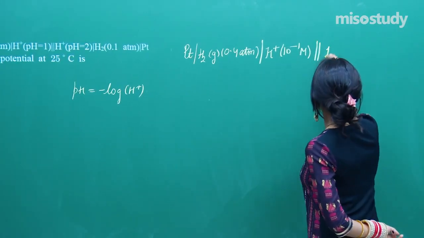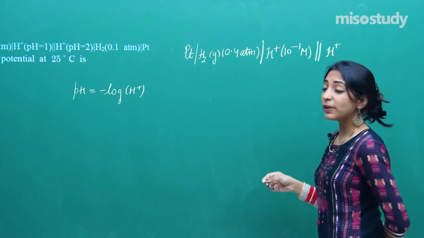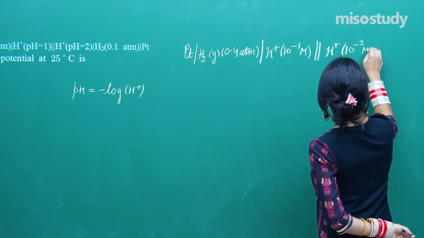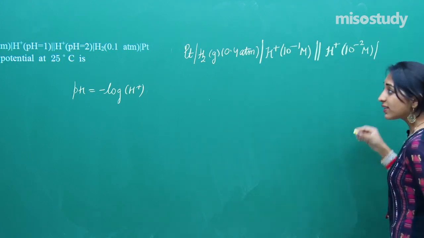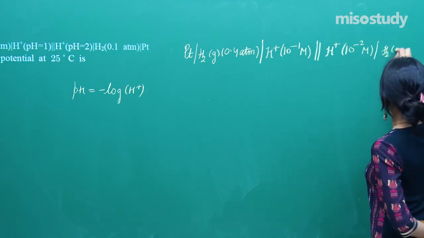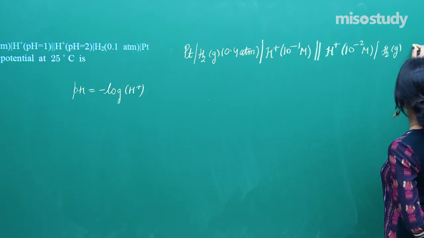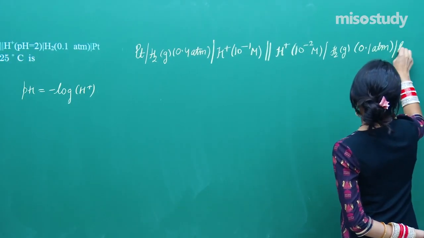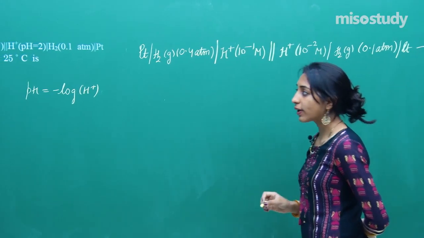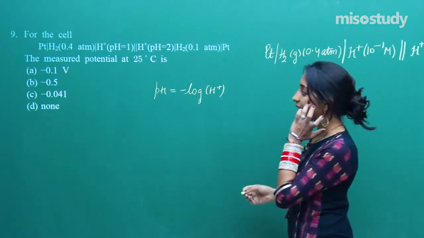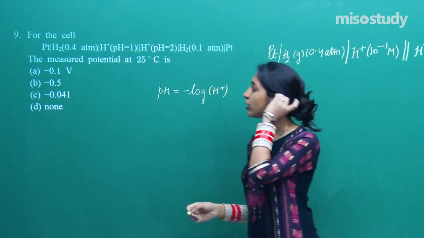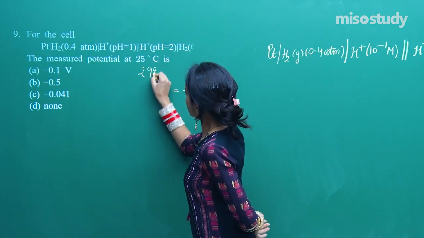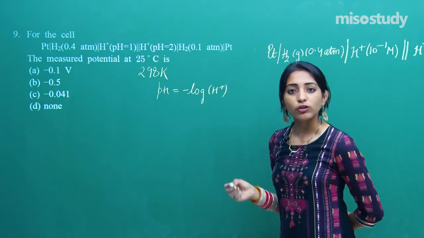Then we have a salt bridge. We have H plus with a pH 2, so the concentration will be 10 raised to the power minus 2 molar. Then once again we have hydrogen in the gaseous state, but this time the pressure is 0.1 atm. And then we have a platinum wire. Okay. And you need to simply tell me that the measured potential at 25 degrees C is, temperature is given to me as 298 Kelvin. So tell the E cell.